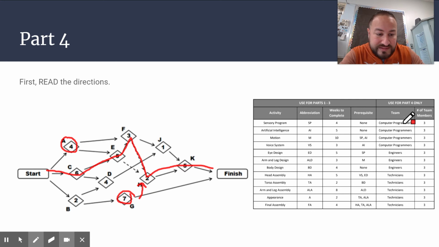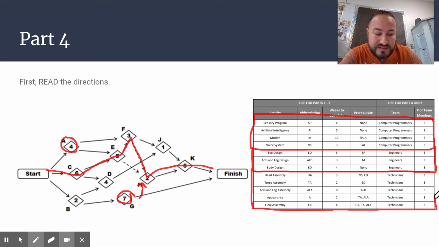The catch is that when you're looking at making these movements, you can only move people within their own team. So you can only move a computer programmer into another computer programmer activity. You can only move an engineer into another engineer activity. And you can only move a technician into another technician activity. Again, this will make a lot more sense once you're done with your PERT chart, but that's the catch here.